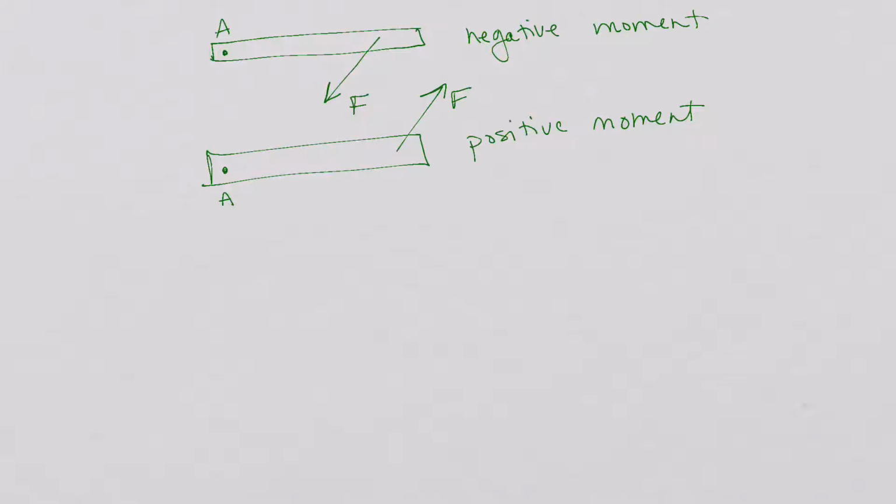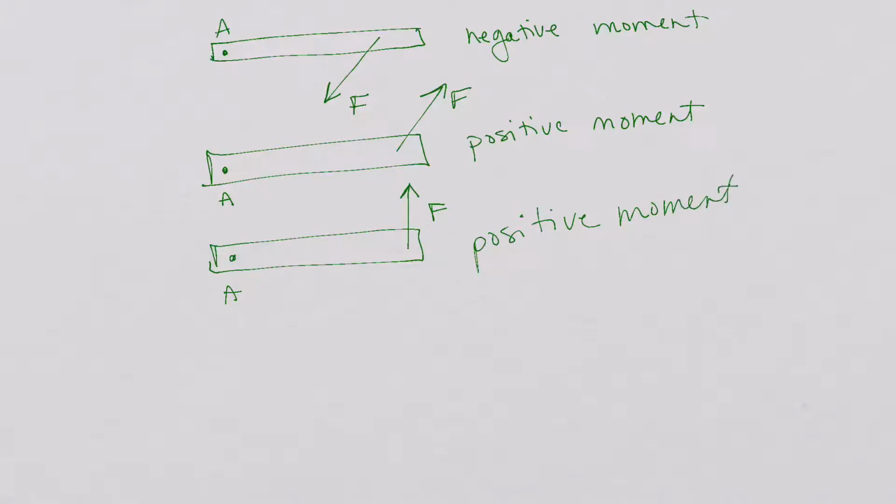Maybe we'll just do one more. We have point A, and then we have a force going up. With this, we go from A to F. That's pretty similar to the other one. Curl the fingers in the direction of the force, and my thumb's sticking up, so this one's a positive moment. So make sure you understand that right-hand rule. The figures in the book might actually be helpful for that.